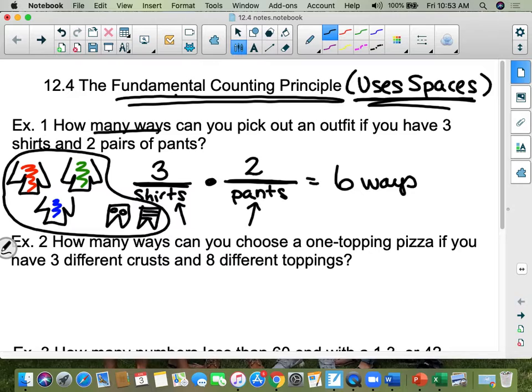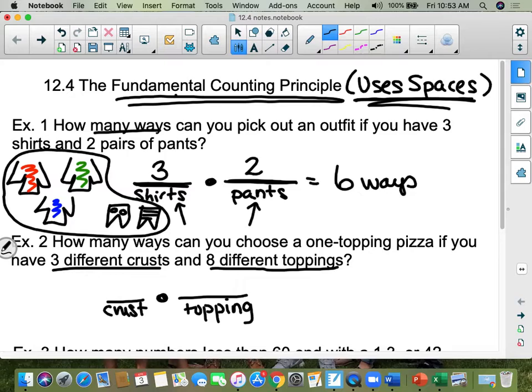You're not going to see number 2 on the ACT. How many ways can you choose a 1-topping pizza if you have 3 different crusts and 8 different toppings? What we're talking about are two different things. One thing I'm talking about is the crust, and the second thing I'm talking about is the toppings on your pizza. There are 3 different crusts and 8 different toppings. There are 24 different ways you can choose a pizza.